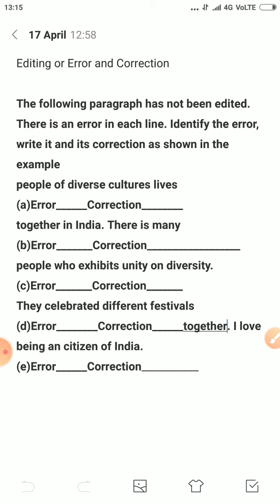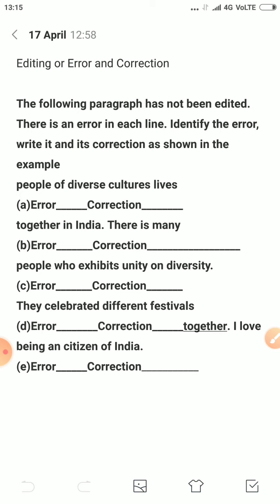Basically, this question is always asked in board exams, and you have to understand what kind of question comes and what is significant. How to solve this kind of question is really important for you. That is what I will tell you: some tips, tools and techniques about how to solve error and correction so easily and so comfortably.